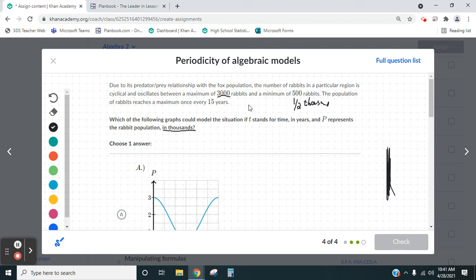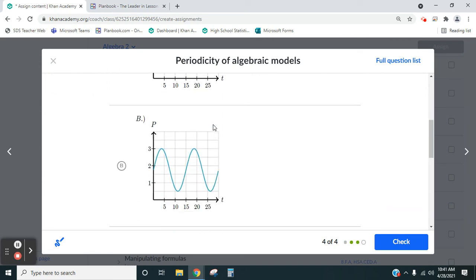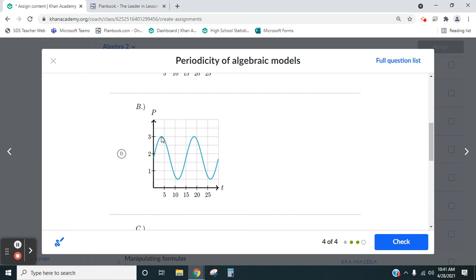So let's go down here and look. We should reach a maximum of 3,000 and a minimum of a half a thousand. 3,000, half a thousand. And it should be 15 years in between the peaks, right? Take a look. There's a peak right here. There's a peak there. Are they 15 years apart? No, they're 30 years apart, right? Okay, how about down here? 3,000, half a thousand. Are these two things 15 years apart? They are actually, aren't they?